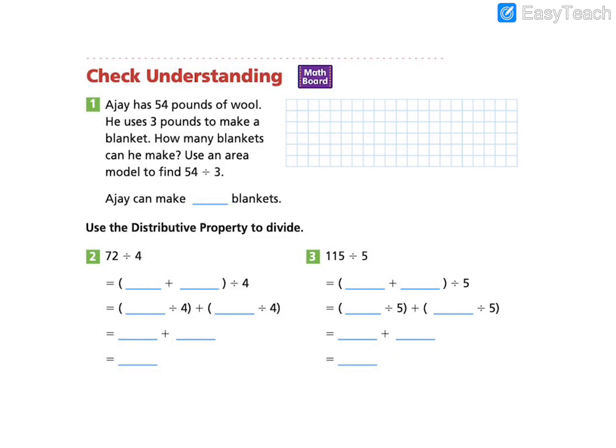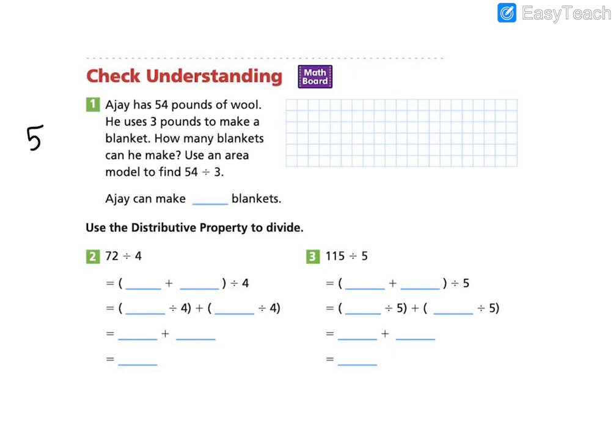We're going to complete the first check understanding question together. If you would like to try it on your own, you may pause the video and then come back to it to check your answer. All right, AJ has 54 pounds of wool. He uses 3 pounds to make a blanket. How many blankets can he make? Use an area model to find 54 divided by 3.